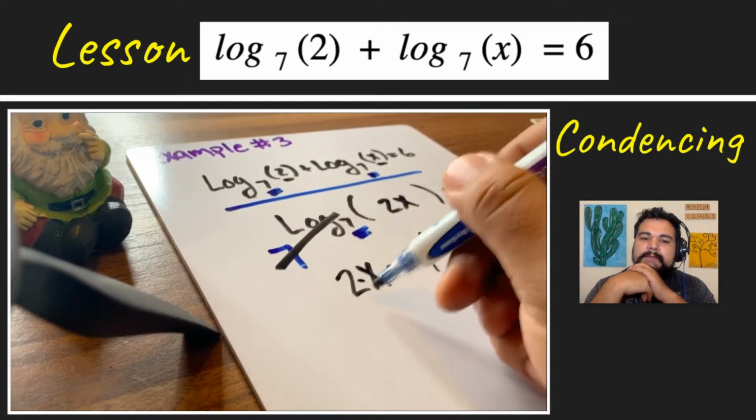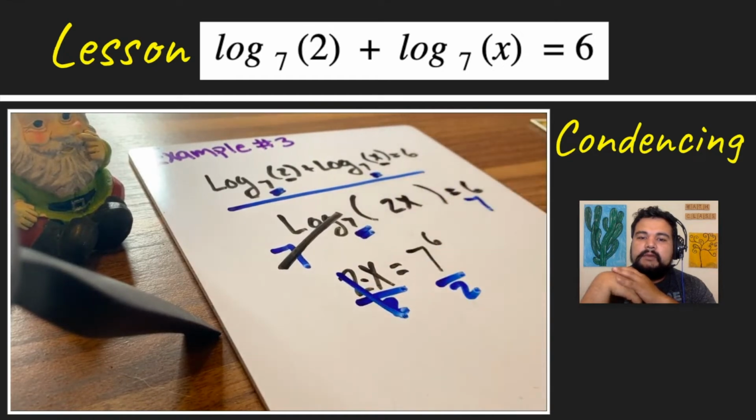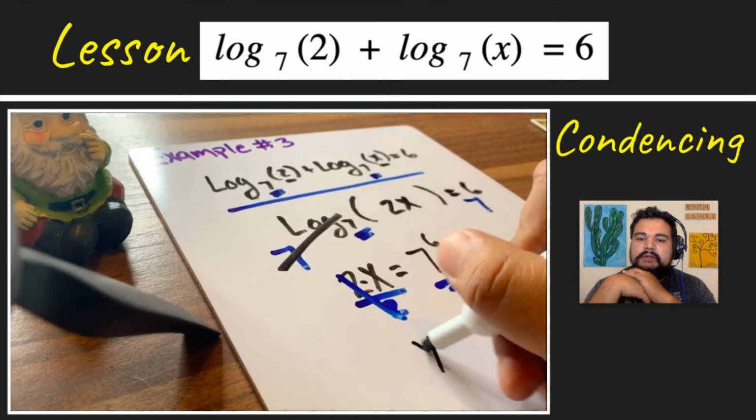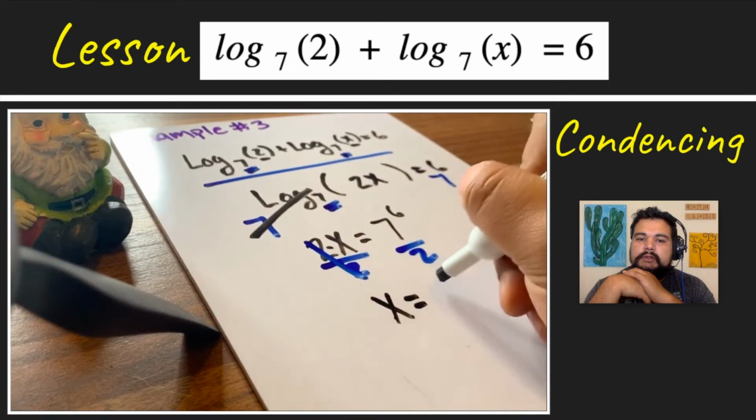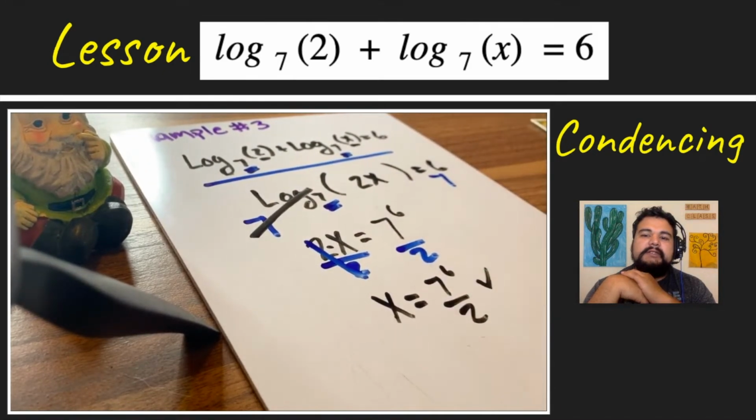We're going to divide, because we want to isolate for x. So x is equal to 7 to the 6 all over 2, and that's your answer.